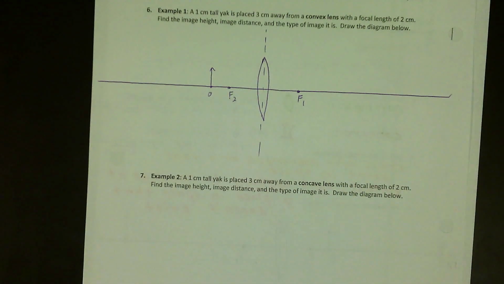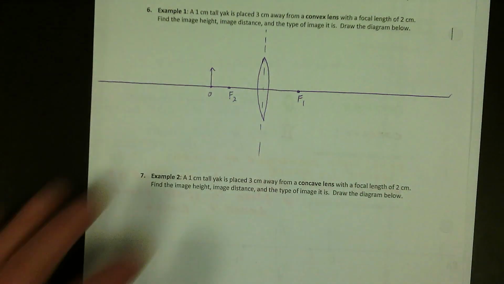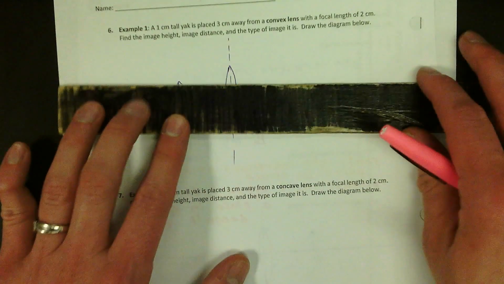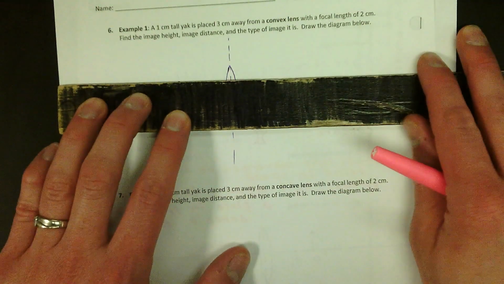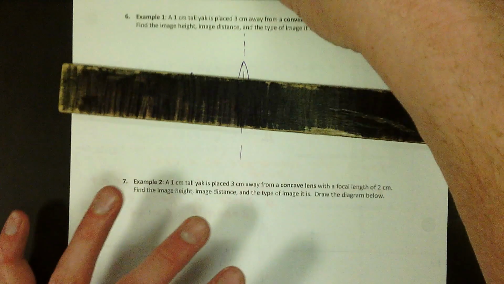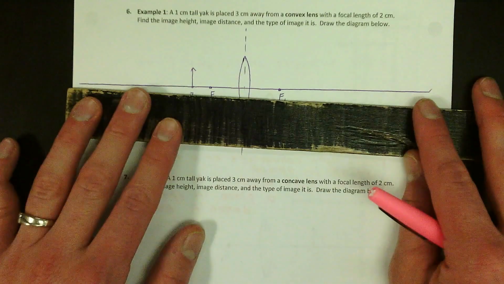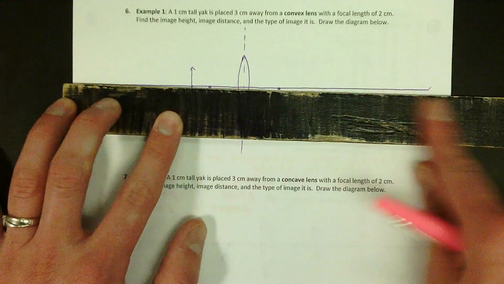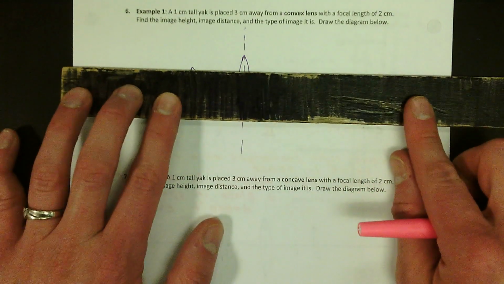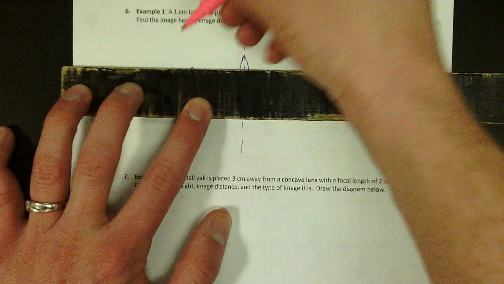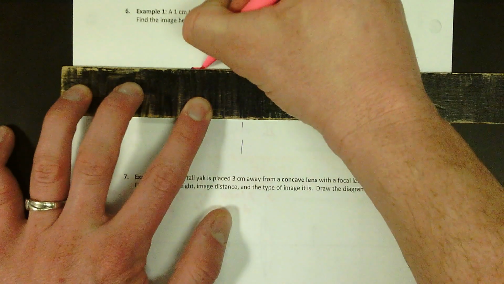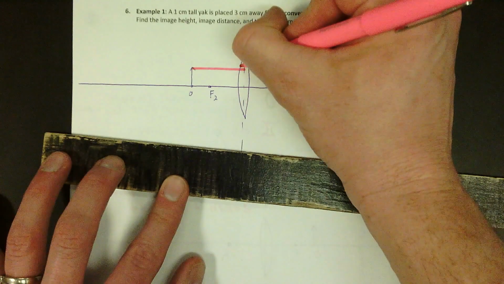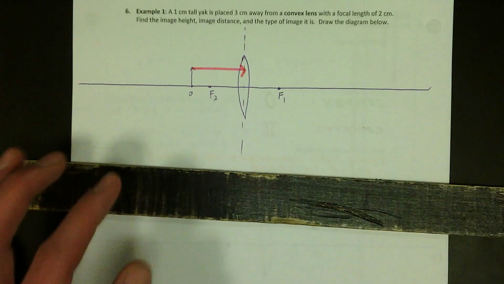Start at your object. Again, I start at the top. That's where you should start. Draw it as a straight line parallel to the principal axis. So the principal axis acts horizontally across my page, so I need my line to go horizontally across the page. Start at the top. It goes straight to that vertical line. It does not go to the lens. It goes to the vertical line.